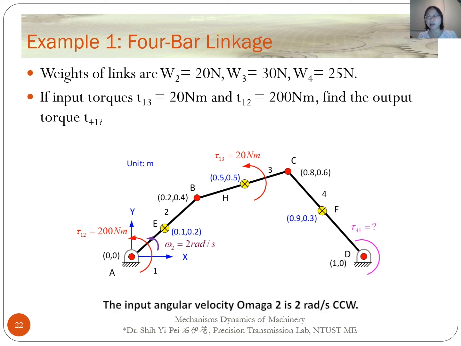The input angular velocity omega 2 is 2 radians per second counterclockwise. All the positions of joints and the center of gravity of links are known and represented in coordinates. This problem is to find the output torque tau 41.